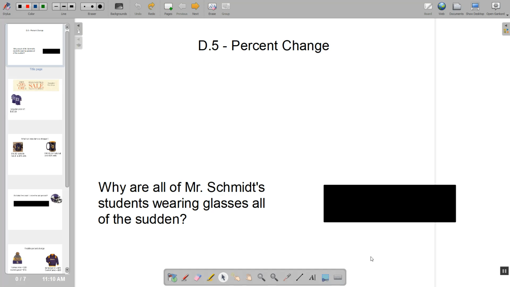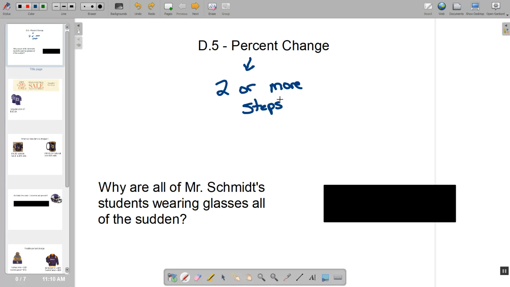Going to be working on percent change, which is going to take the information that we already have been covering with percents and then adding a second step onto it. So most percent change problems are going to be 2 or more steps.